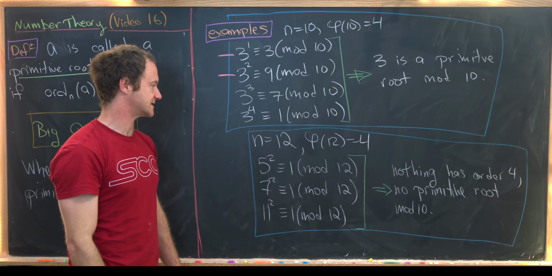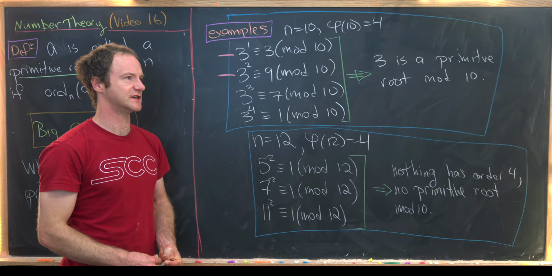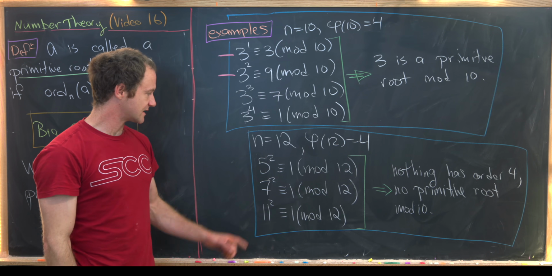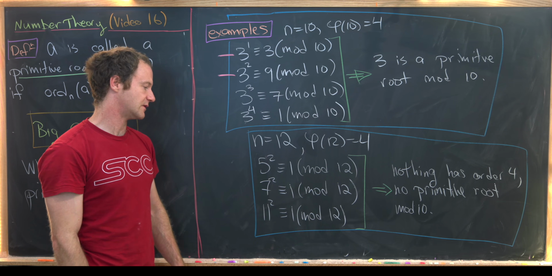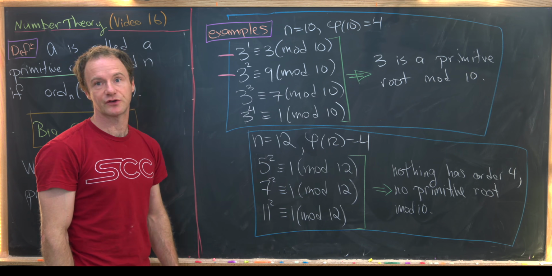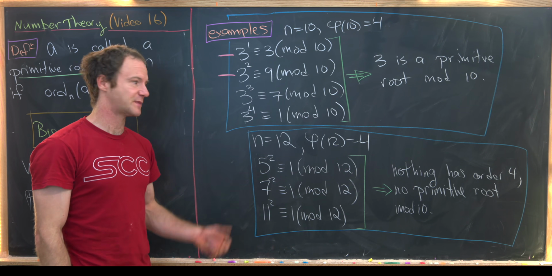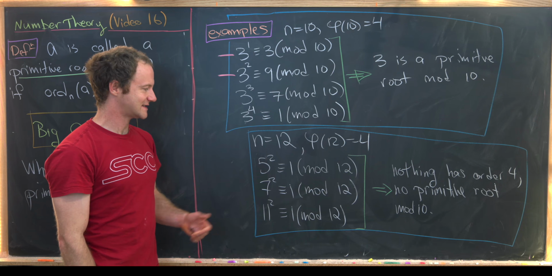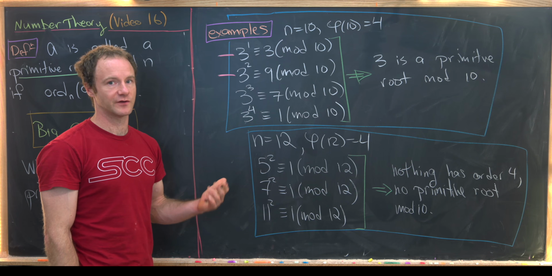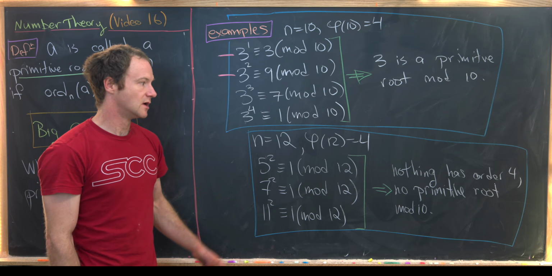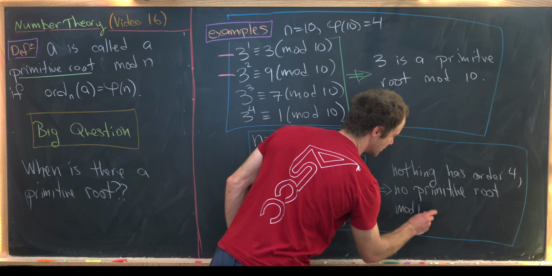Okay, so let's look at a non-example. So let's say n is 12, phi of 12 is 4. Again, you can check that using a strategy that we had previously. Now let's notice 5 squared, that's 25, which is 1 mod 12. 7 squared is 49, which is 1 mod 12. And 11 squared is 121, which is also 1 mod 12. And then very simply 1 to the first power is 1 mod 12. Well, that tells us that everything mod 12 has either order 1, if you're the number 1, or order 2. But that means nothing has order 4 and there is no primitive root modulo 12.